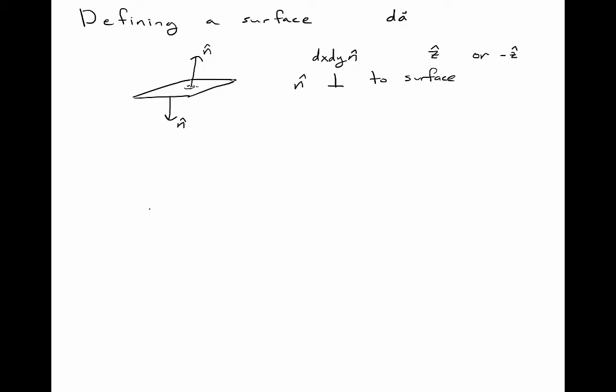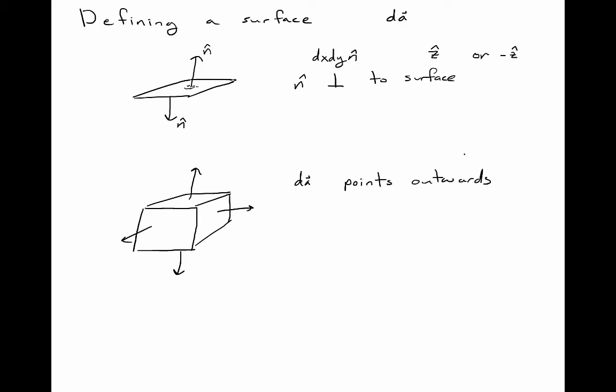However, when you're doing a closed surface integral, which is what we do in Gauss's law, n hat, the direction of your surface vector, always needs to point outwards, not inwards. So dA is a vector that points outwards. This cube has 6 sides, so it has 6 different dAs.